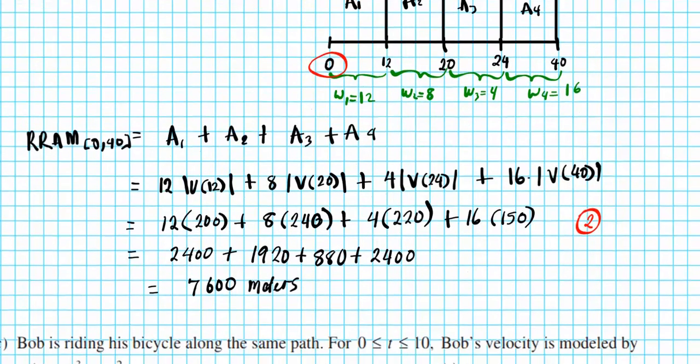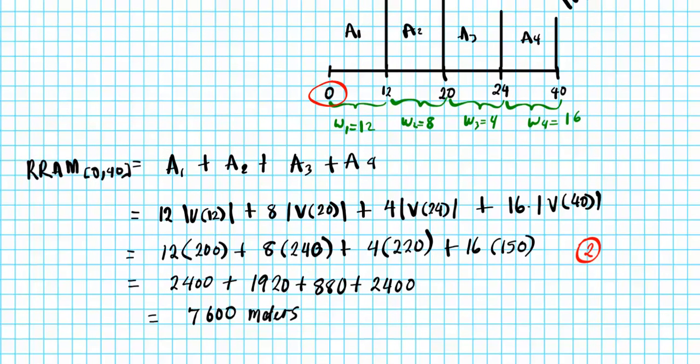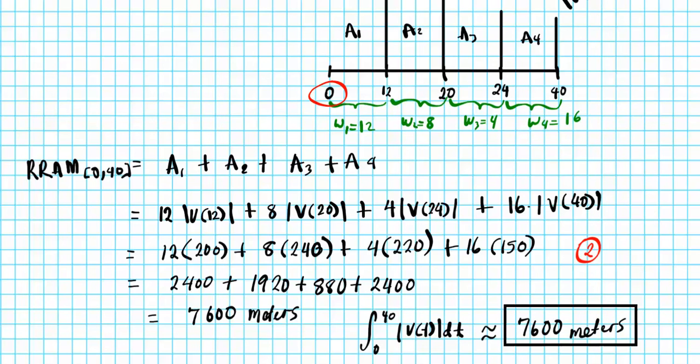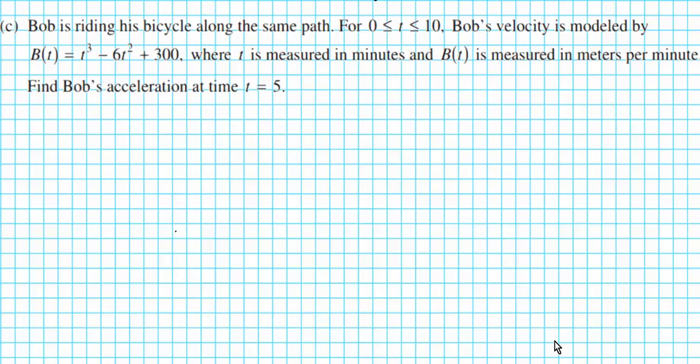Okay, so let me write down a final remark. The total distance traveled, the integral from 0 to 40 of the absolute value of v of t dt, is approximately, it's an approximation, 7,600 meters. That is your final answer. And a good practice to do when you're taking the AP exam is to box your final answers. I didn't do that in the other part, but always box your answers because it really helps the grader to understand your result.